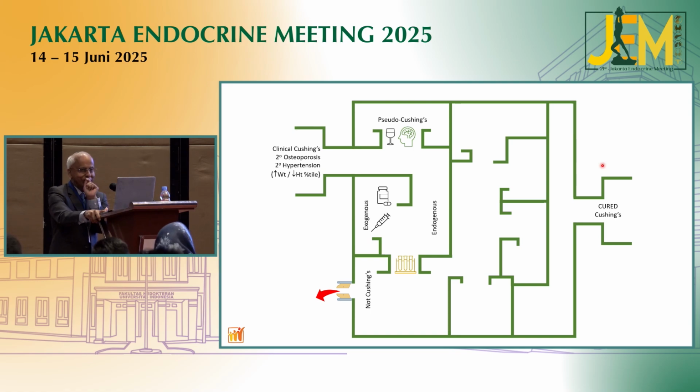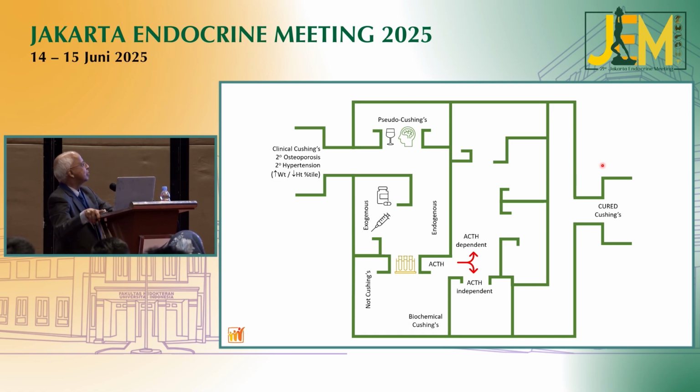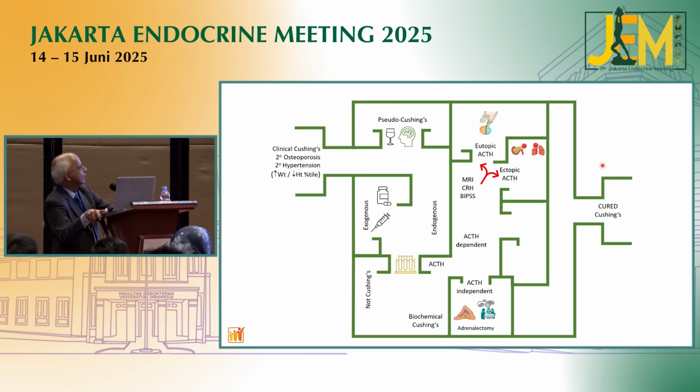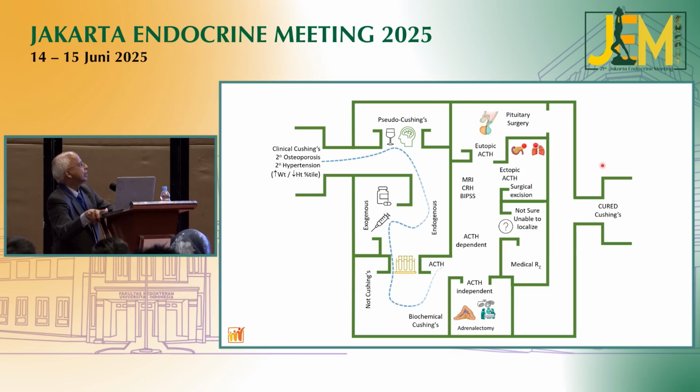My time's up. I'll just take a few more minutes. You assess biochemical Cushing's. Then you decide ACTH dependent or independent. If it's independent, exit the door of adrenalectomy. If not, do further tests. If it's ectopic, surgical excision of the ectopic. If it's pituitary, get your good neurosurgeon and go for surgery and you cure.